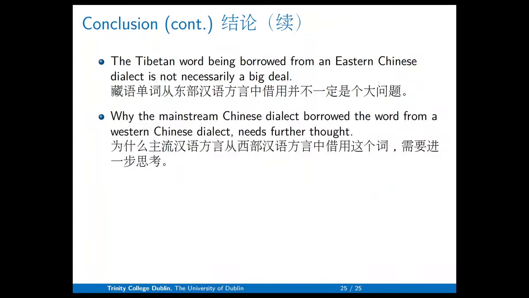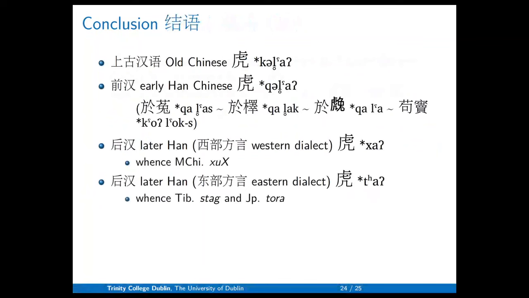The other problem is, why does modern Chinese use the Western word rather than the Eastern word? I don't have an explanation for that. But it's part of the larger question of how different dialects merge in the Han Dynasty to create Middle Chinese. These are some problems that need maybe more research. But basically, I'm happy with this story.